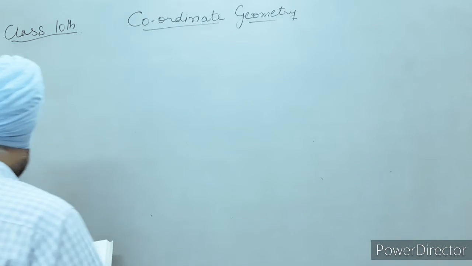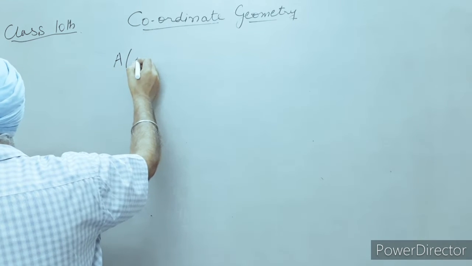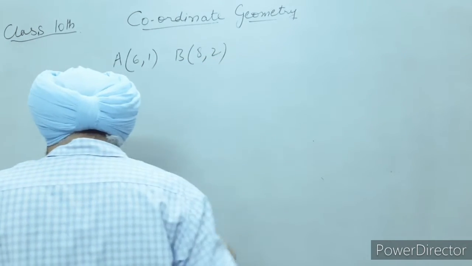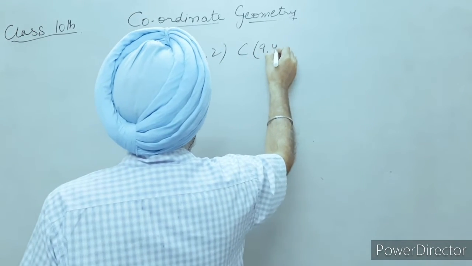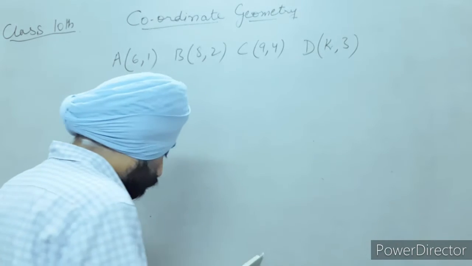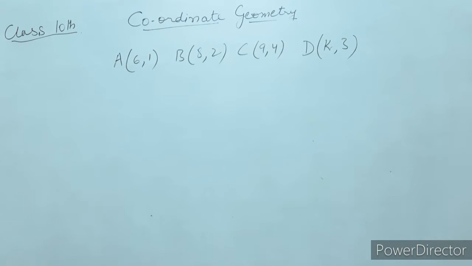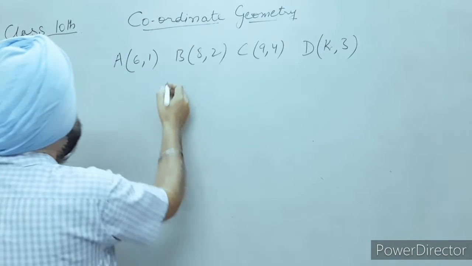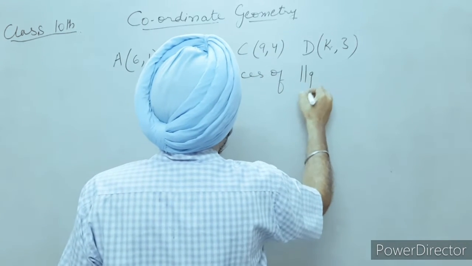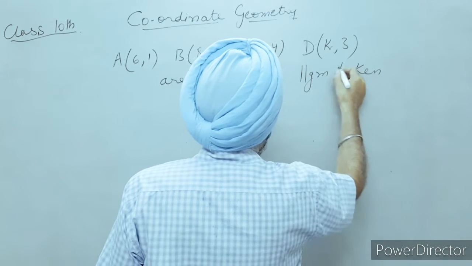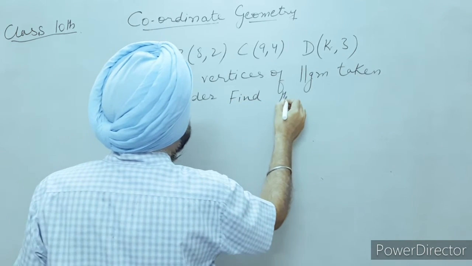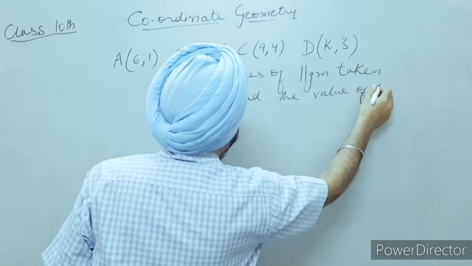Now the question is, if the points A (6, 1), B (8, 2), C (9, 4) and D (K, 3) are the vertices of a parallelogram taken in order, then find the value of K.